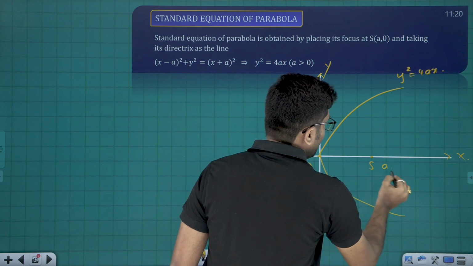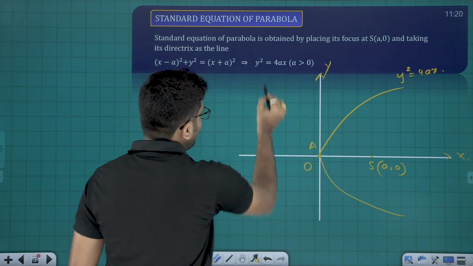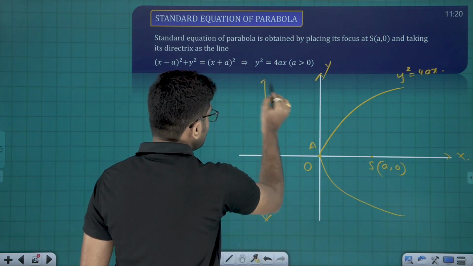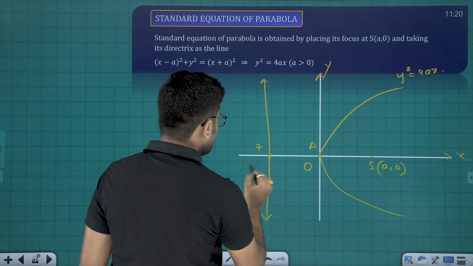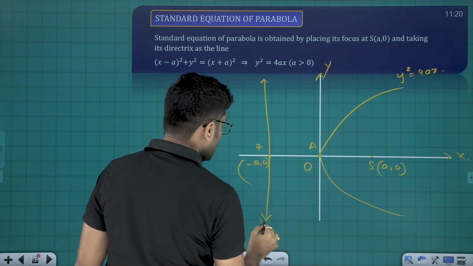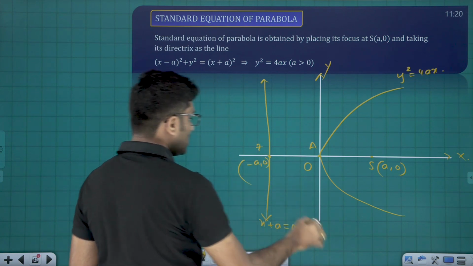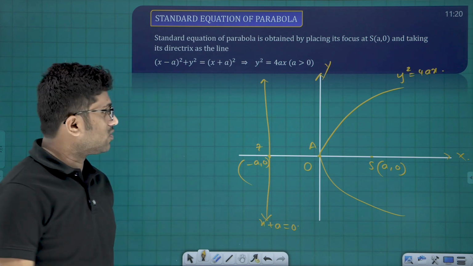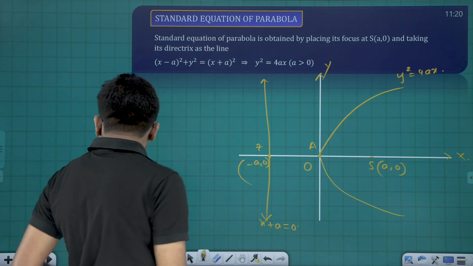Focus S is (a, 0). Equation of directrix: the foot of the directrix is (minus a, 0). So the equation of the directrix is either x plus a equals 0 or x equals minus a.